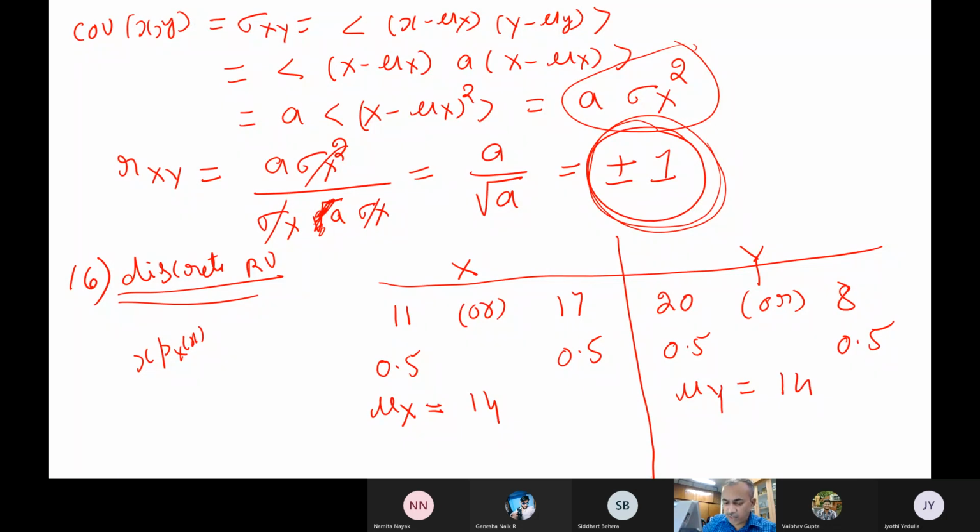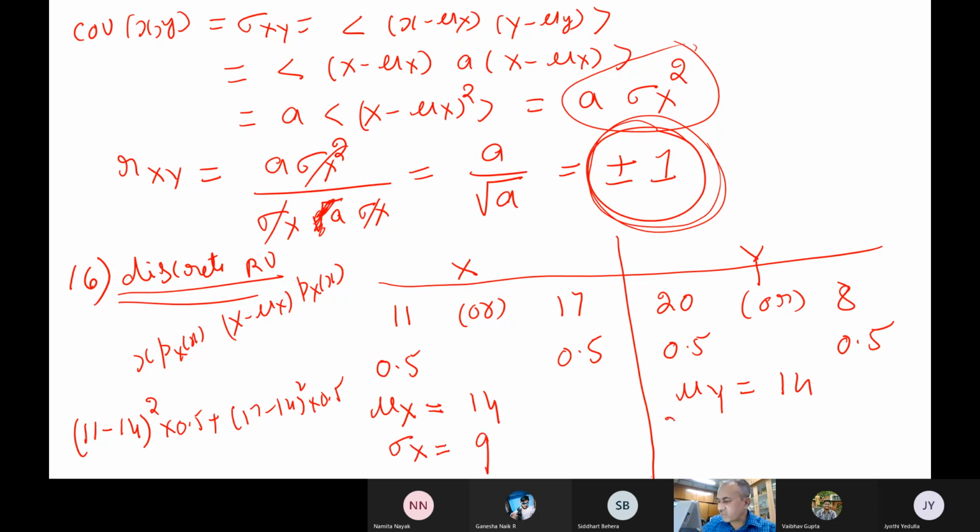What will be sigma x square, or sigma x? How do you calculate it for this simple data? Because it is x minus mu, whole square, into p of x, you look at the expression. So this becomes 11 minus 14 whole square into 0.5 plus 17 minus 14 whole square into 0.5. You have to calculate this, very straightforward. Taking the square root, the standard deviation will be 3 actually.